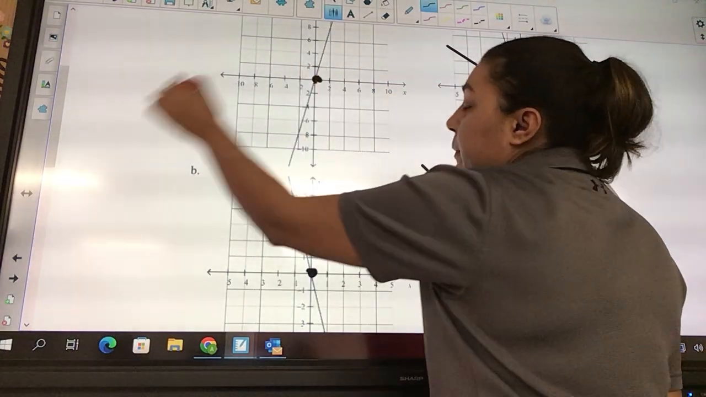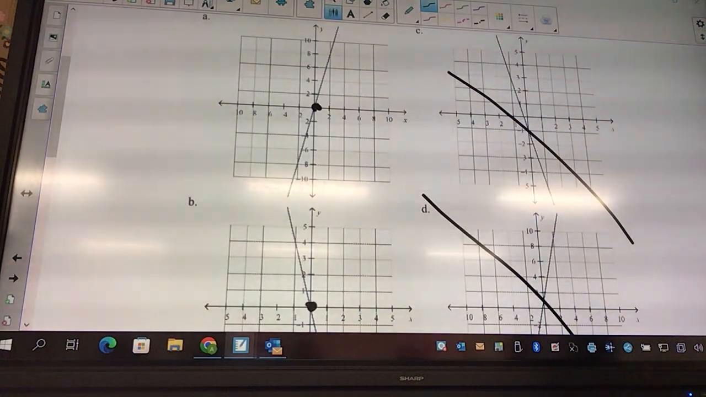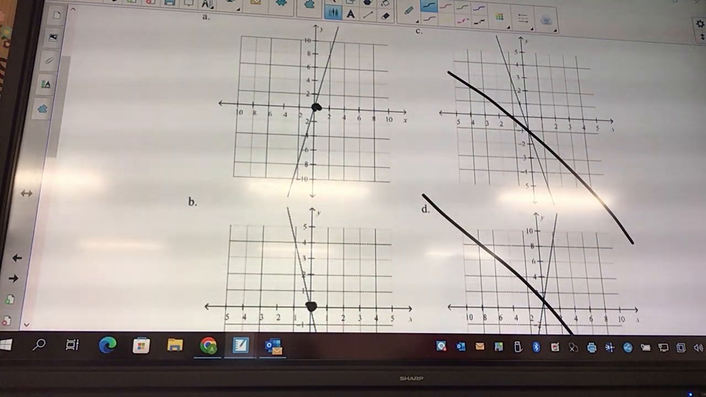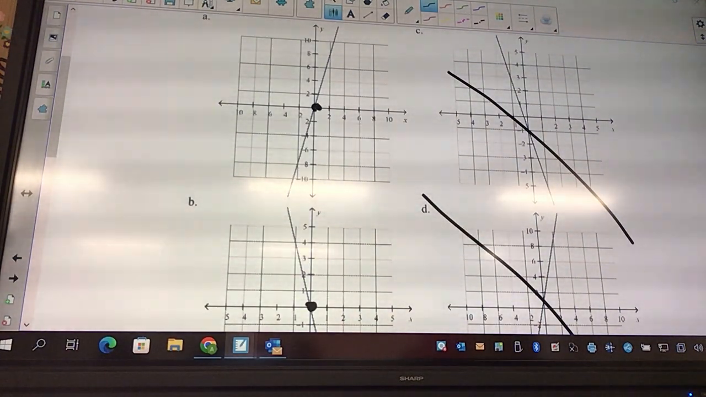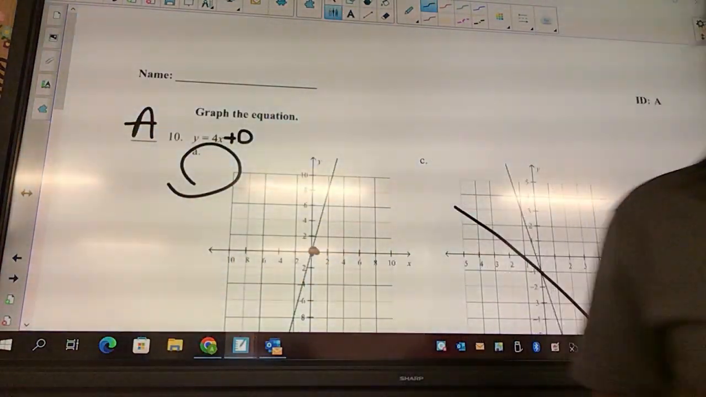Okay, so these ones both start at 0. What is the difference between A and B? B is negative and A is positive. So which one? A. We want A.